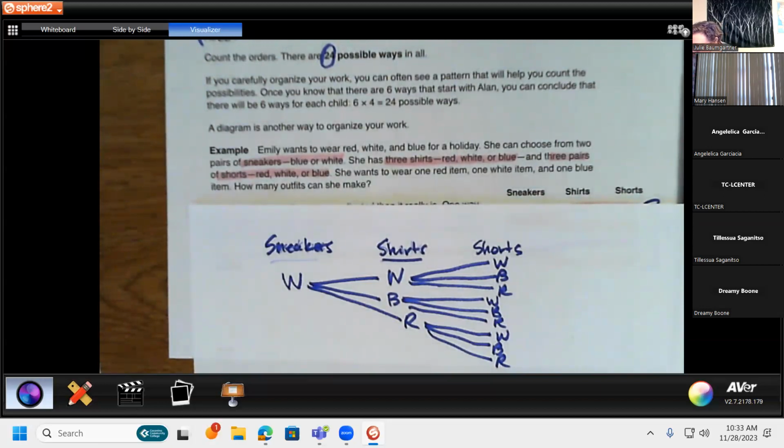Science and social studies, language arts.